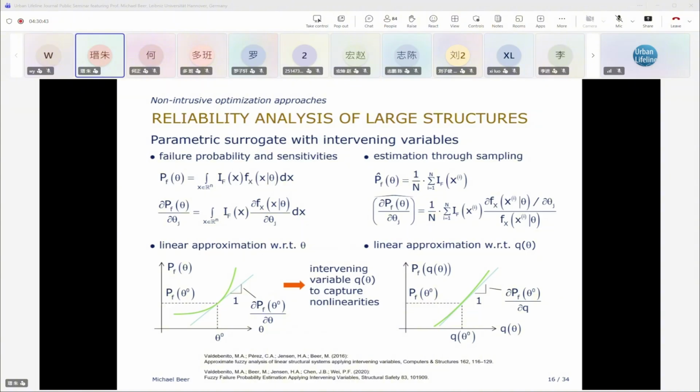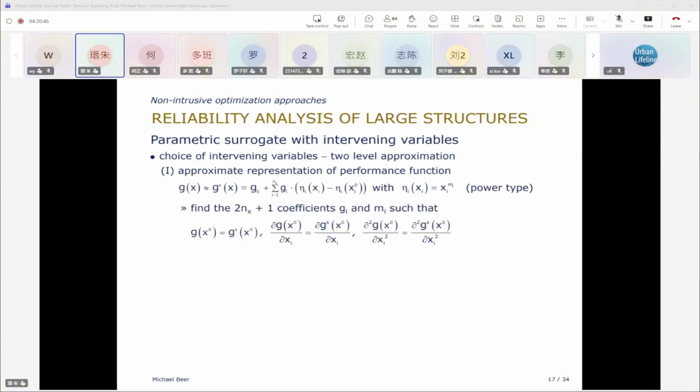The question is, how does Q look like? Here we borrow a concept from the people from optimization. They typically use this kind of intervening variables in optimization problems to make them nearly linear, to then use linear programming to solve the optimization problem. And typically what they use is a power type variable for these intervening variables.